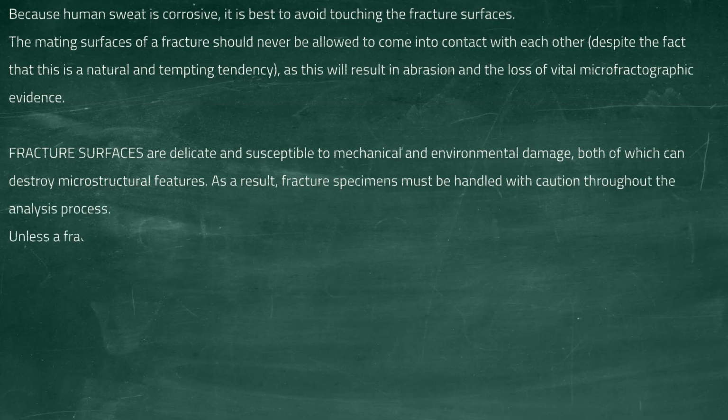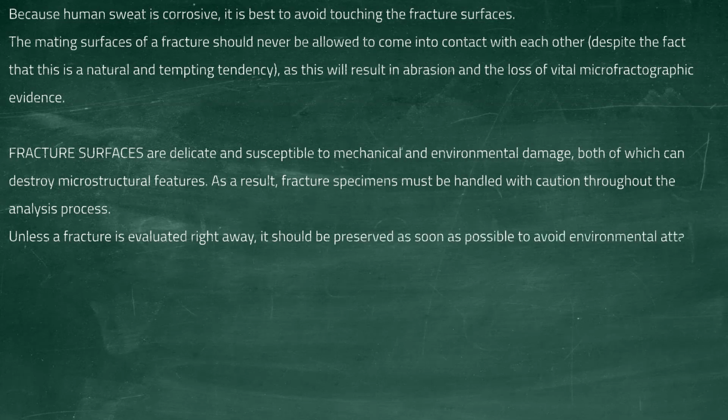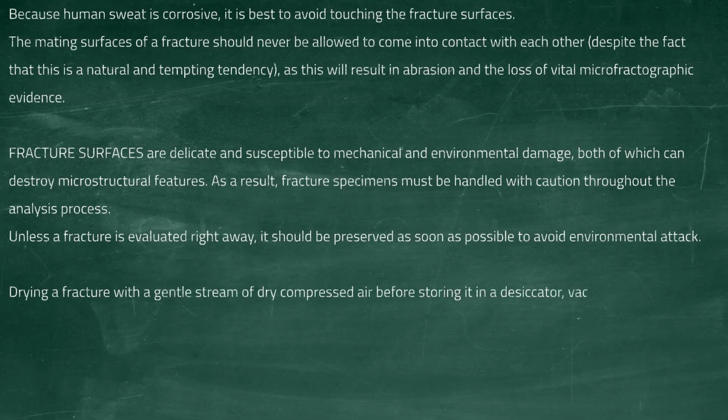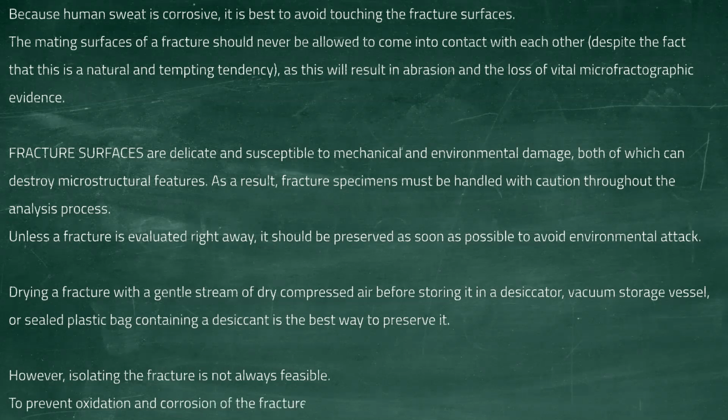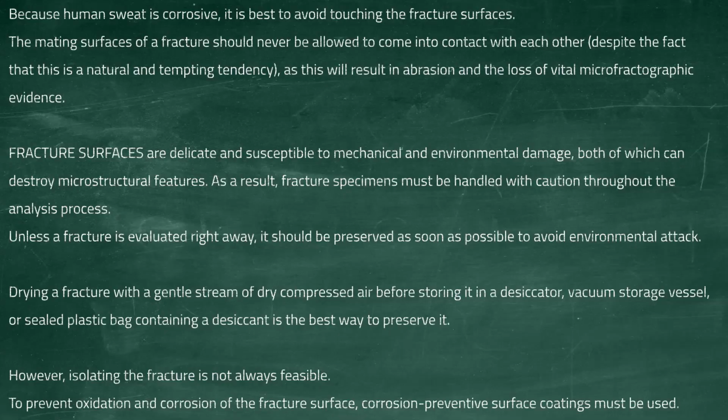Unless a fracture is evaluated right away, it should be preserved as soon as possible to avoid environmental attack. Drying a fracture with a gentle stream of dry compressed air before storing it in a desiccator, vacuum storage vessel, or sealed plastic bag containing a desiccant is the best way to preserve it. However, isolating the fracture is not always feasible. To prevent oxidation and corrosion of the fracture surface, corrosion preventive surface coatings must be used.